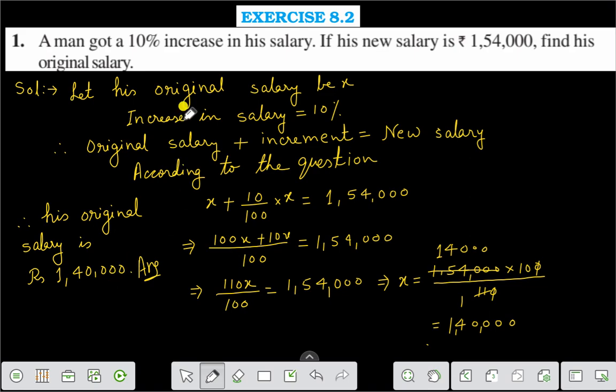Again we are repeating. His original salary was rupees x. Increase in salary is 10%. Therefore, original salary plus increment equal to new salary. According to the question, x plus 10% of x, that is 10 by 100 into x, is equal to 1,54,000. And we got the value of x as 1,40,000. Therefore, his original salary is rupees 1,40,000.